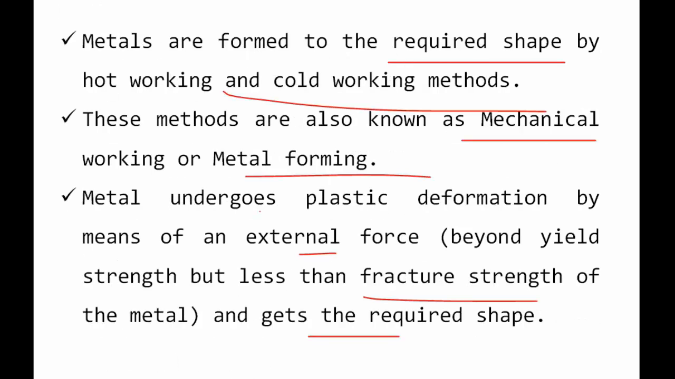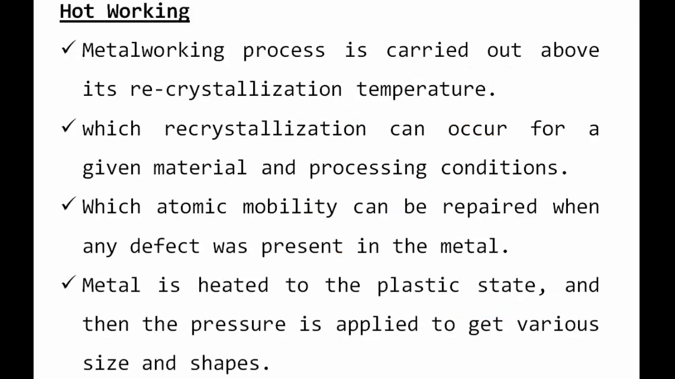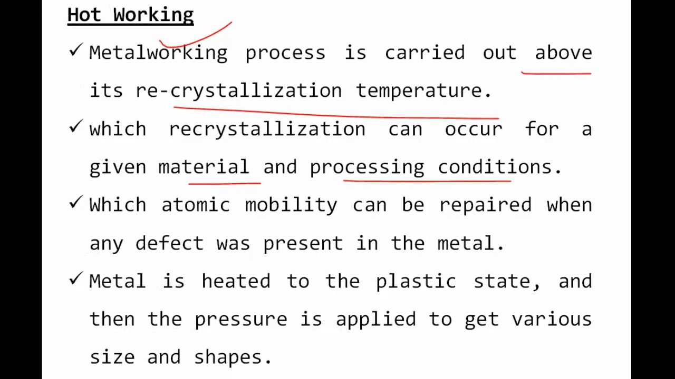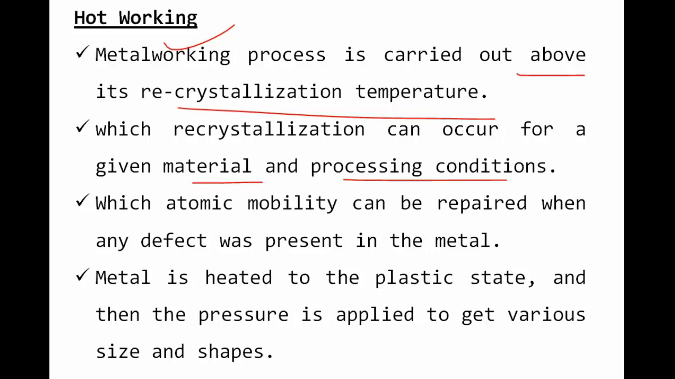Already I said that there are two types of methods available in metal forming. First we discuss hot working. In the hot working process, metal is heated above the recrystallization temperature. Recrystallization temperature is the temperature at which recrystallization can occur for a given material and processing conditions. The particular temperature at which the material shape and size can be changed is called the recrystallization temperature. In hot working, we mostly work above this temperature.